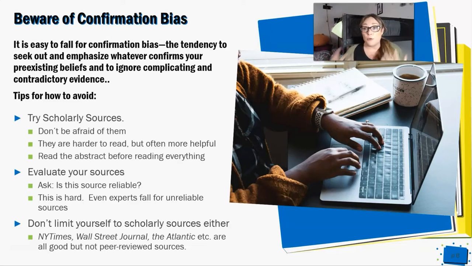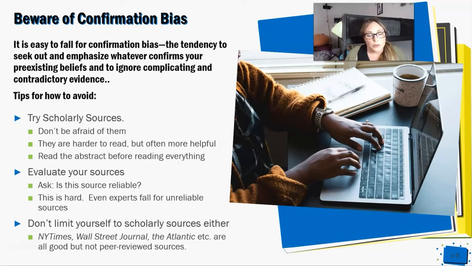First, it's hard. Even professors, even researchers who research for a living do fall for this. Try scholarly sources. First of all, don't be afraid of them. They can be very intimidating and they're harder to read, but they can be helpful because they're very, very narrow. The key to using these is to read the abstracts. Don't read everything. You can't. It's just too much information in these 20-page articles. But sometimes you can get a lot of really good data, a lot of good ideas, if you just kind of read that abstract, and then you can decide whether or not you want to go through all of that longer paper.